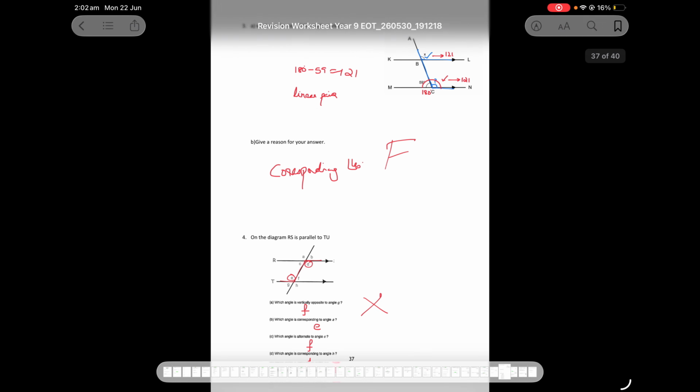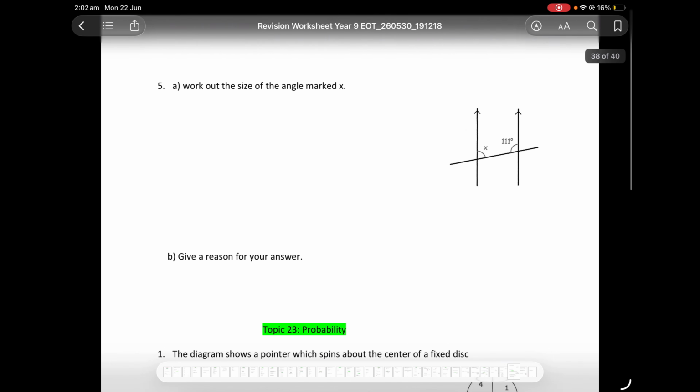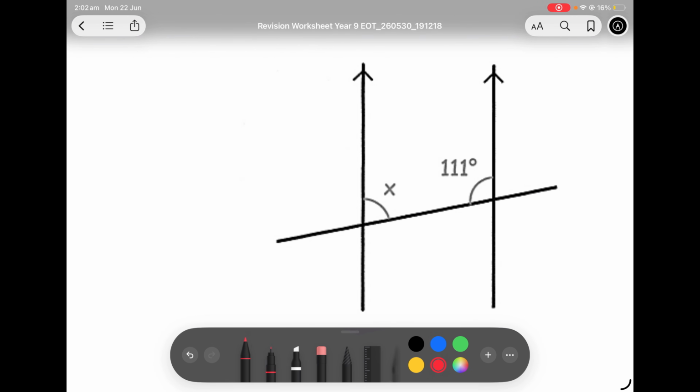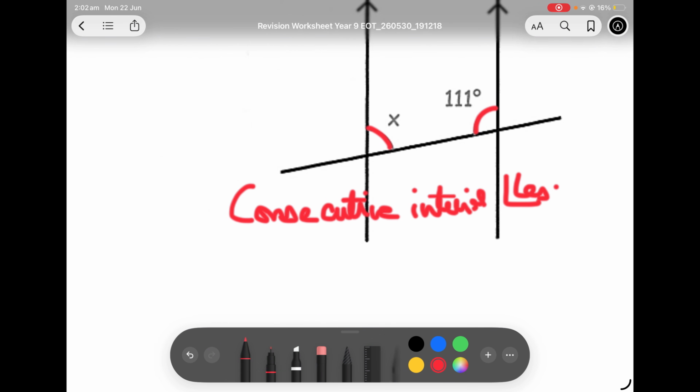Okay, moving ahead, we have to work out the size of the angle marked X. Angle marked X, how do I find it? Now, these types of angles, both of them are inside. This is called the consecutive angles, consecutive interior angles is what you call them. And consecutive interior angles sum to 180 degrees. When I add both of them, they are equal to 180 degrees is what we see.